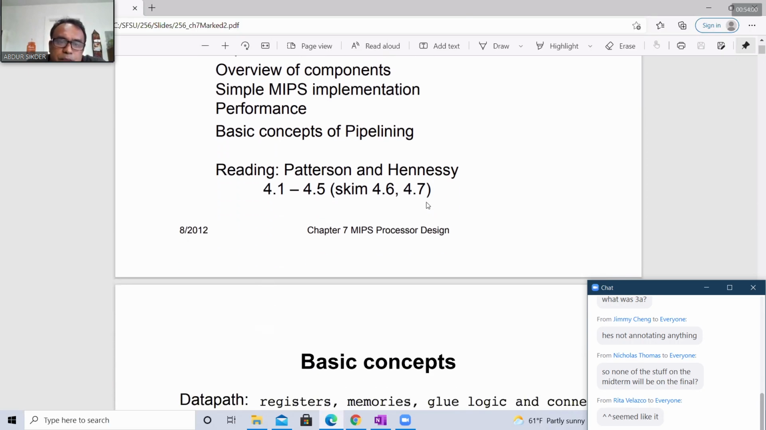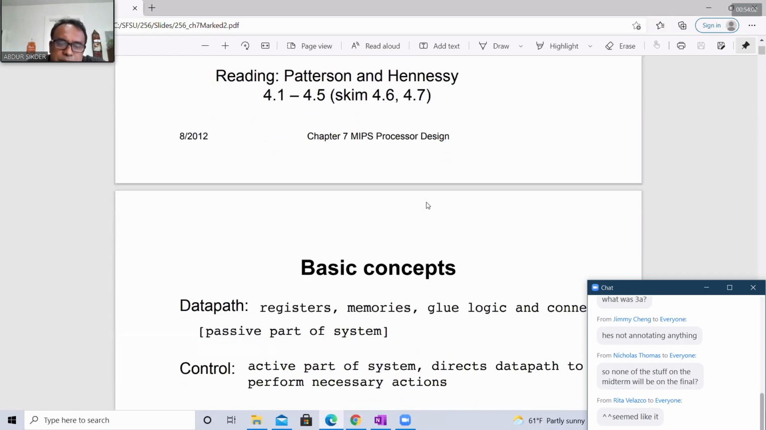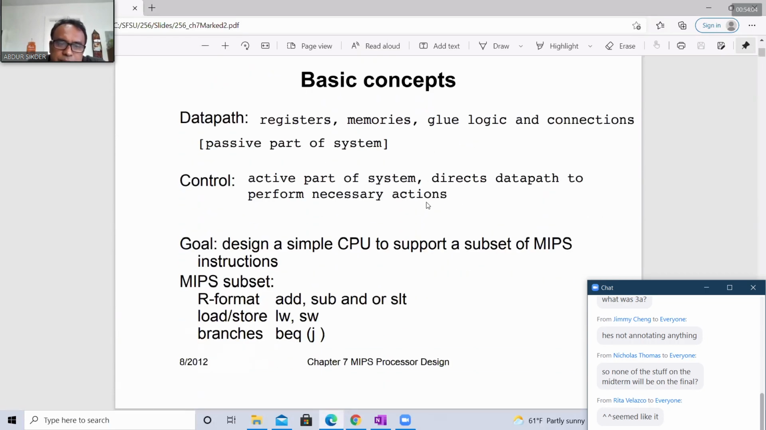So let's look at these basic concepts about data path. We learn about stuff like registers, memories, glue logic, connections. And control is the active part of the system, which directs the data path to perform the necessary action. That's the definition of control.